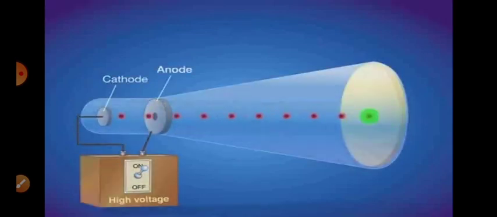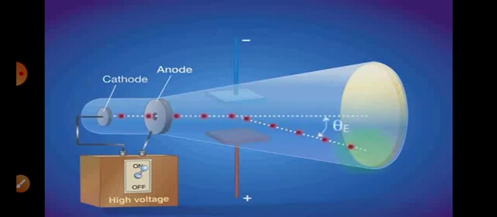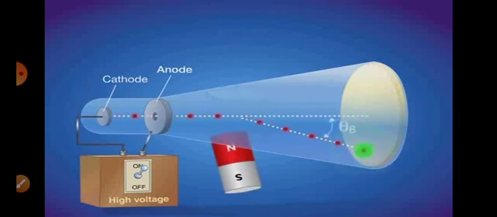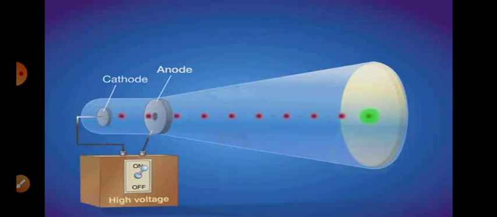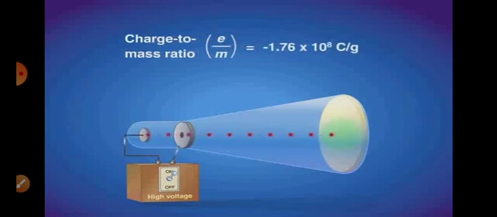In 1897, J.J. Thomson, an English physicist, determined the charge-to-mass ratio of an electron. He adjusted the electric field so that the electrostatic deflection, theta E, was the same as the magnetic deflection, theta B, and was able to calculate the charge-to-mass ratio of an electron using the following equation, where E is the applied electric field, theta is the angle of deflection, B is the applied magnetic field, and L is the distance traveled by the cathode rays. Thomson determined the charge-to-mass ratio of an electron to be negative 1.76 times 10 to the 8th coulombs per gram.